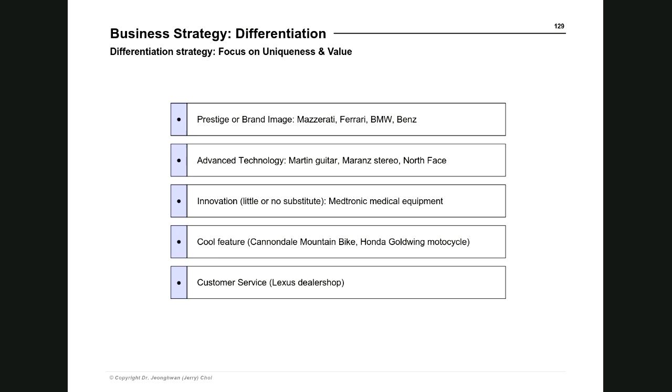And then, in order to differentiate our product or services from our competitors, we usually exercise a prestigious or higher brand image, advanced technology and innovation, little or no substitute, cool features, or the best customer service. These are the techniques in order to deliver our differentiated user experience.